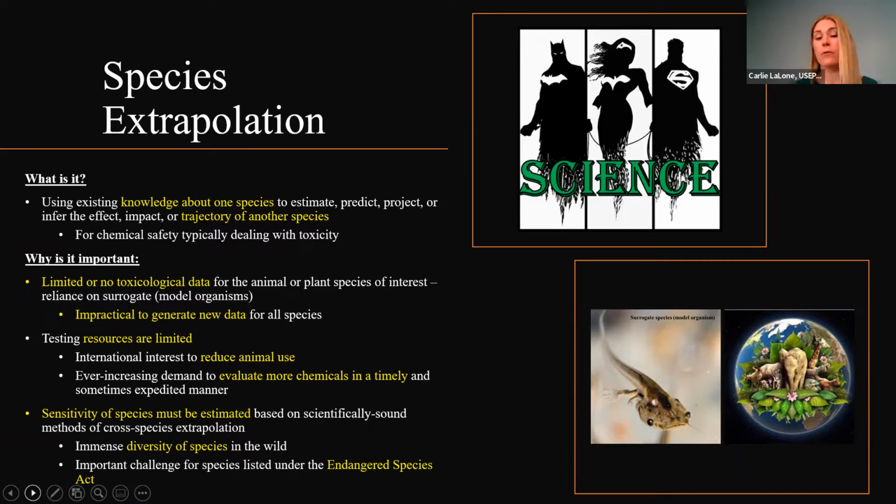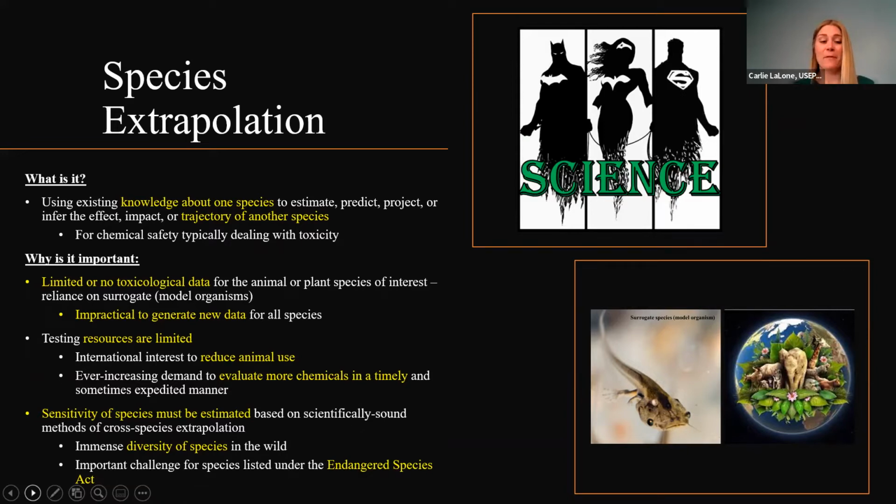So when we're thinking about chemical safety, we're thinking about toxicity. So this is important because we don't have toxicity data for many species. Like I said, there's typically a focal group of organisms that have been selected because of their ease of maintenance in the laboratory. Some, of course, because of their genomes being available. But certainly we just don't have a great deal of information on chemical toxicity across multiple species. And really it's impractical to be able to generate new data for the diversity of species as well. And we all are very familiar that testing resources are limited, but there is an international interest to reduce the use of animals, whole animals, and animals in general in toxicity testing.